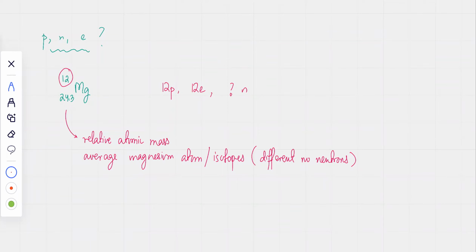Yes. Okay, and is this clear? Aiza, Ahmed?